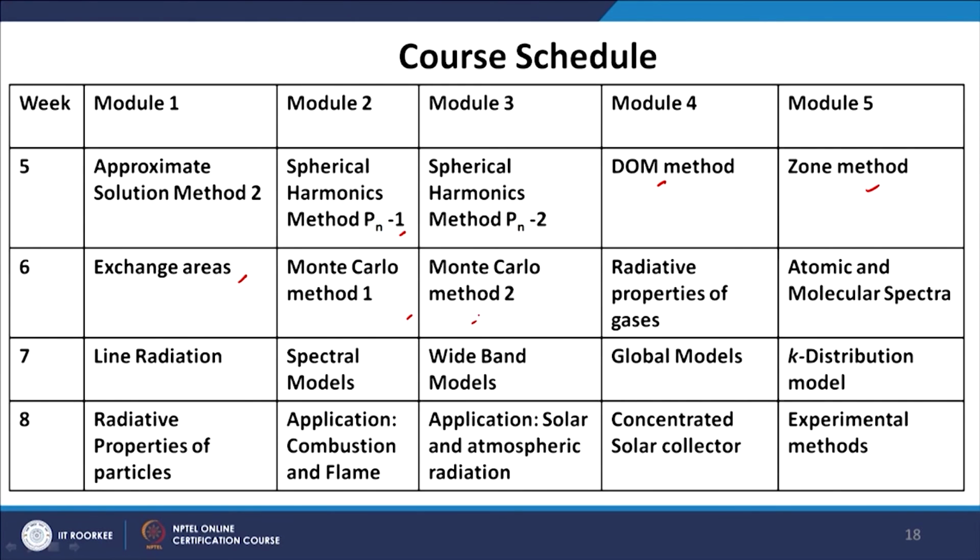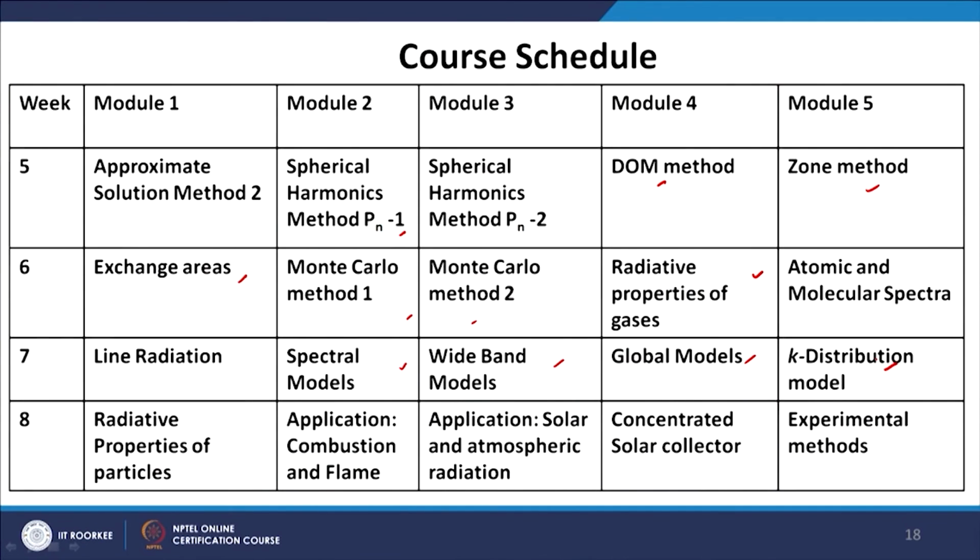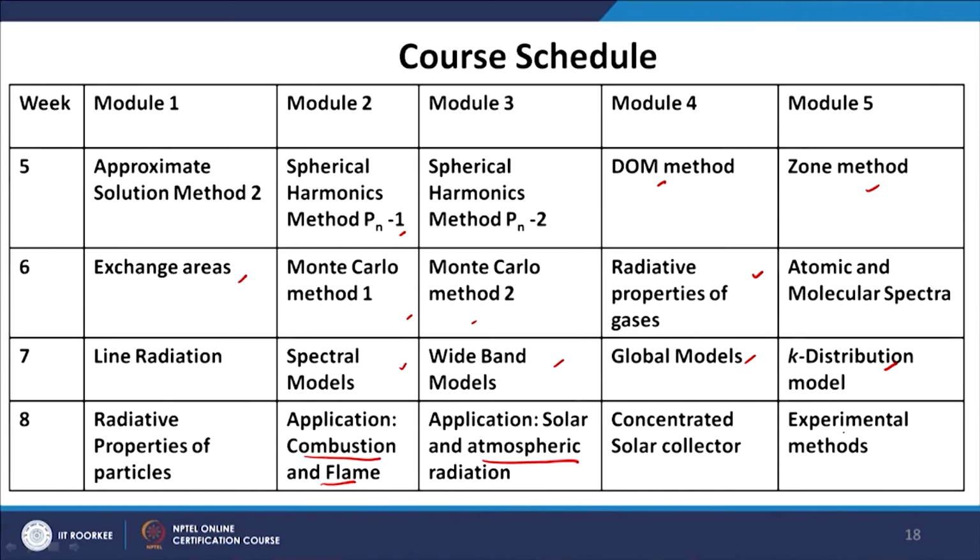Finally, towards the end of this course, we will discuss the properties of gases and particles. So radiative properties of gases, molecular and atomic spectra. We will discuss how to approximate the spectral part of the gas properties through the wideband model, global model, and K-distribution model. And finally, towards the end of this course, we will focus on some selected applications of radiation, especially to combustion and flame, atmospheric radiation, and some experimental methods in the last lecture.